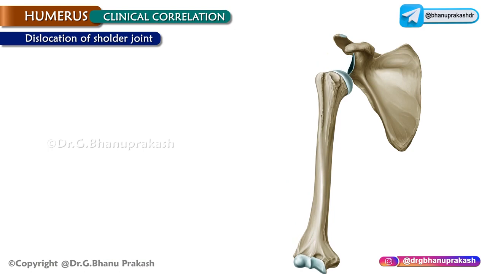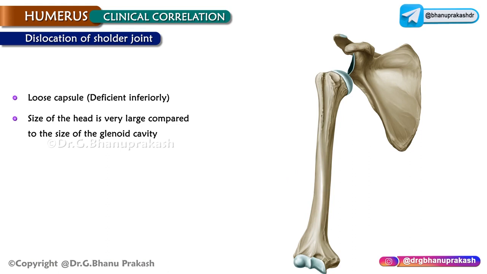Dislocation of the shoulder joint is more common due to the capsule being loose and the size of the head being very large compared to the size of the glenoid cavity. The most common dislocation of the shoulder joint is the inferior dislocation.